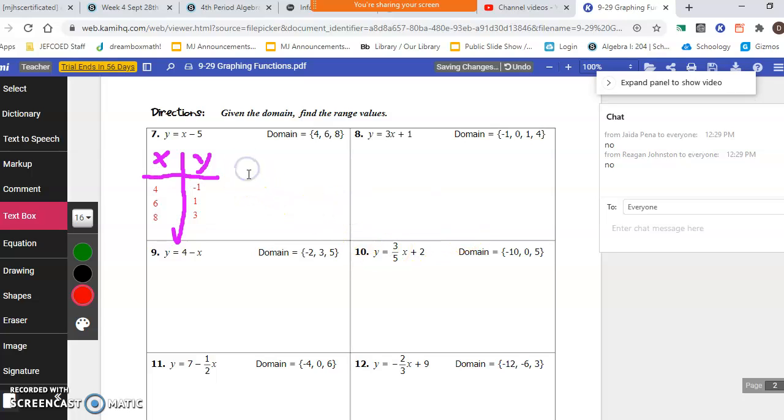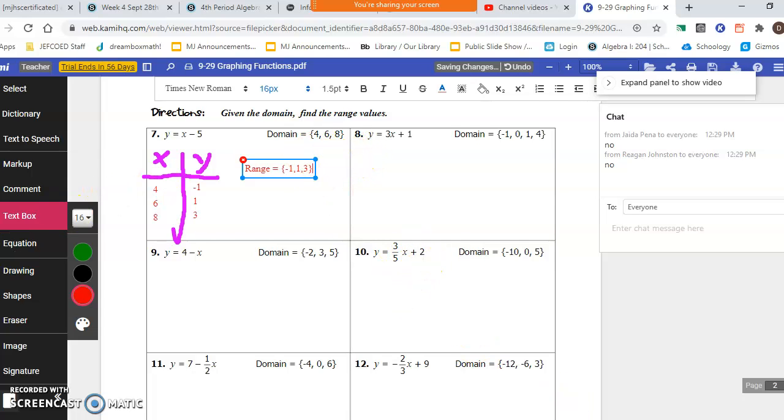Okay, so we completed our little function table there. Now we're just going to list out our range values. So my range equals, guys, remember to use the brackets because we're dealing with a list or a series here. So my range would be -1, +1, and 3, and close those brackets off right there. All right, and that's it for finding the range values if we are given the domain.